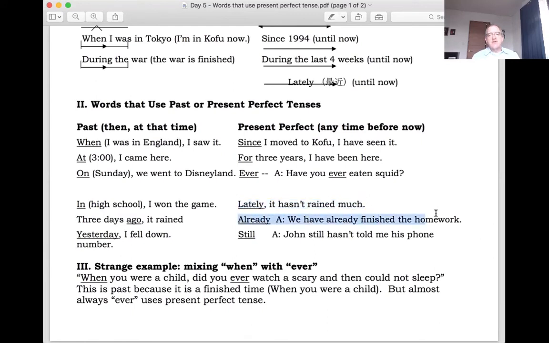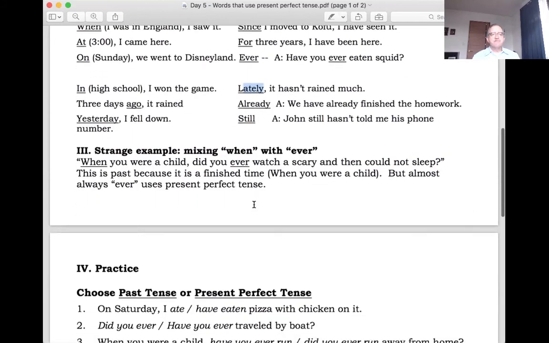It's not clear when. Lately, it hasn't rained much, okay? Already, we have already finished the homework. Still, John still hasn't told me his phone number, there you go. So these are not finished times. These still and already and lately. And so they're going to use the present perfect.